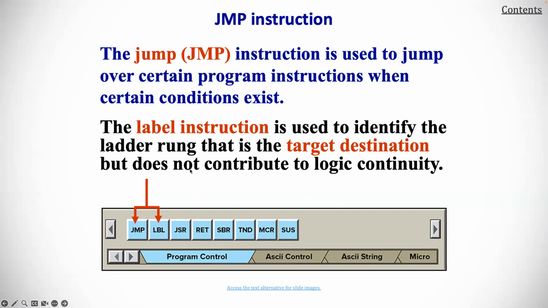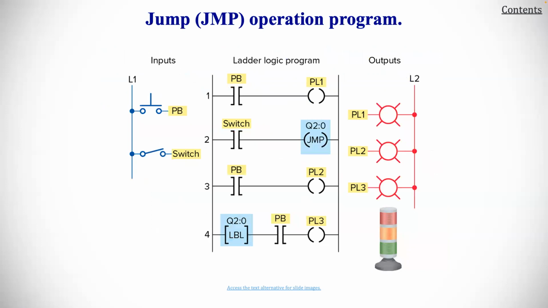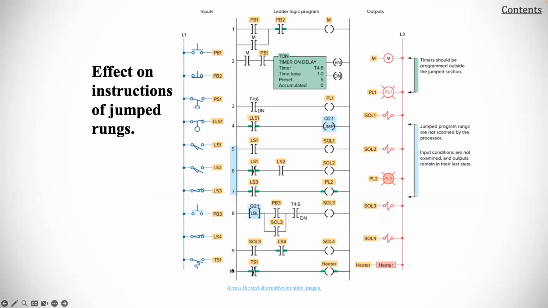And the label instruction. So here is what the jump program operation would look like. And so with that included, here you can see them, the jump and the label instruction. So you could be jumped to the label, for example.